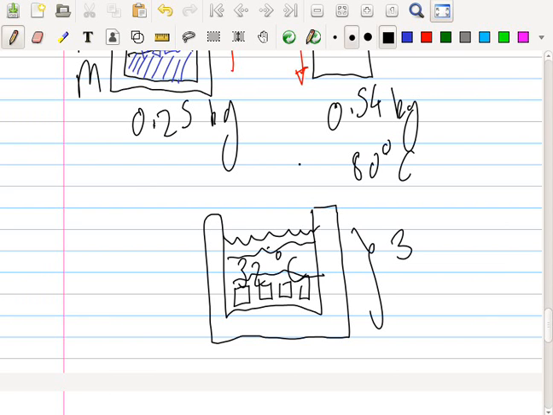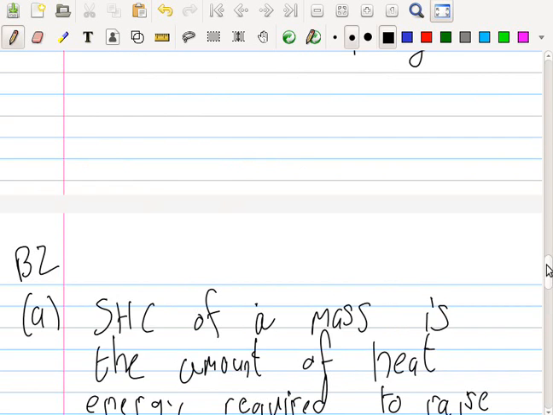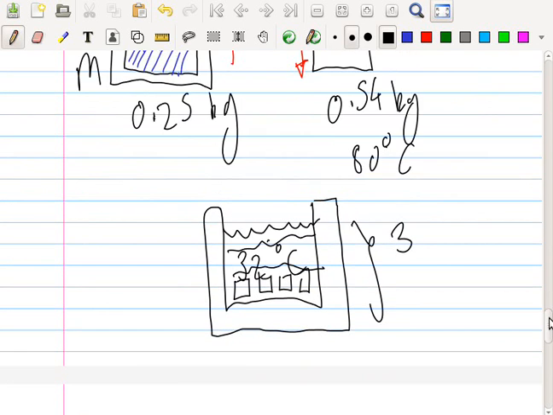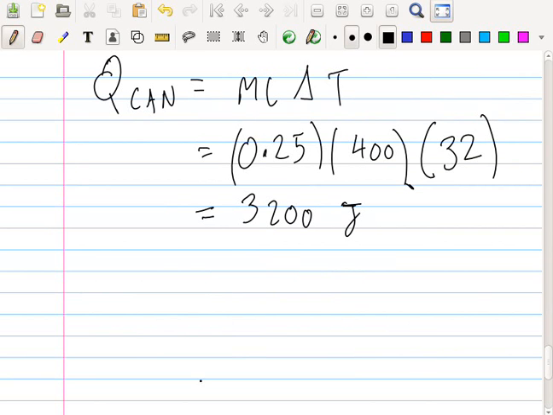Did the ice gain or lose energy? Gain energy. The cold water? Gained. And the warm water? Lose. So let's have a look. I think the easy one to do is the cold water first. So let's calculate the energy gained by the cold water.